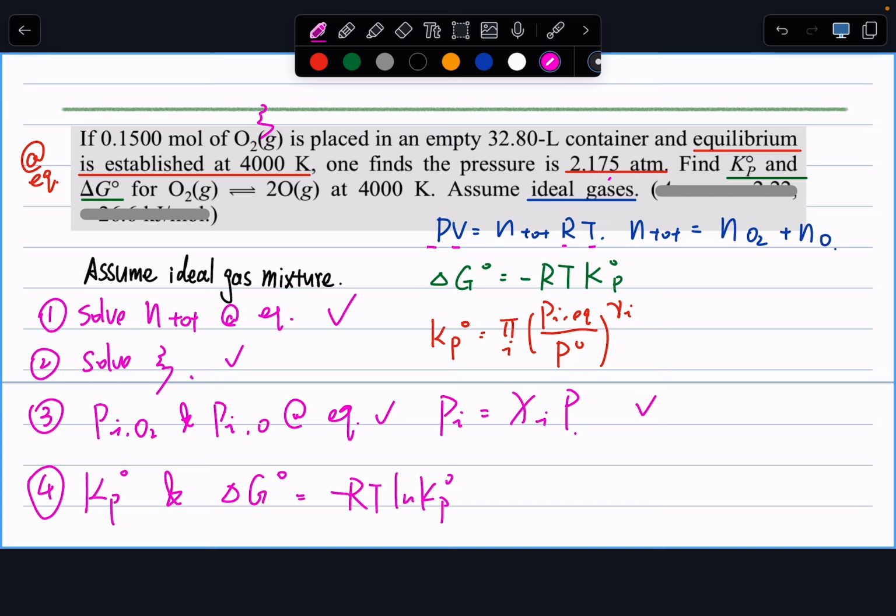I'm going to make some space on the board. Again, if you're watching the recording, you can find the worked out problem on our annotated notes.